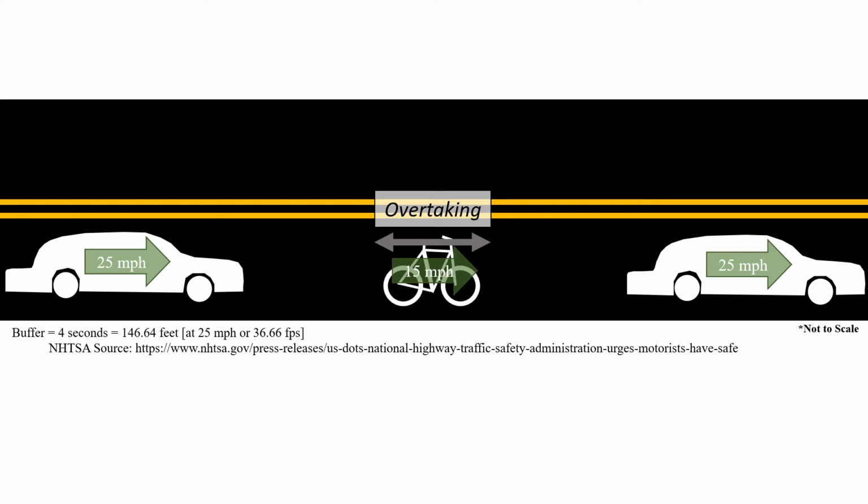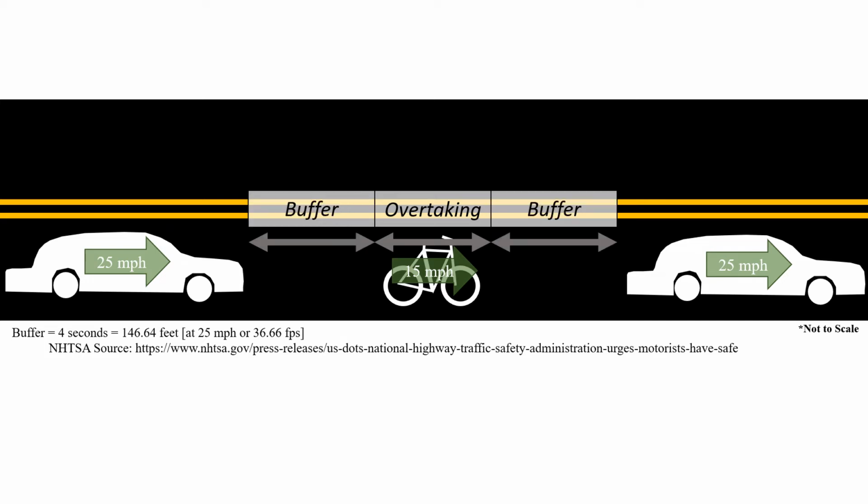Our analysis, this example problem, is going to focus just on that overtaking. So when is there overlap between the motor vehicle and the bicycle? But again, if this was actually happening, we need to think about that buffer between the bicycle and vehicle longitudinally.